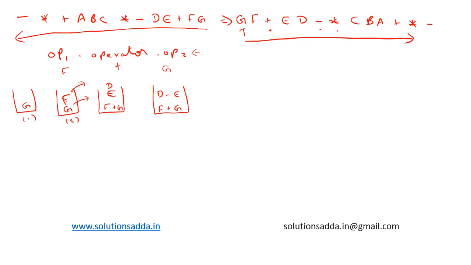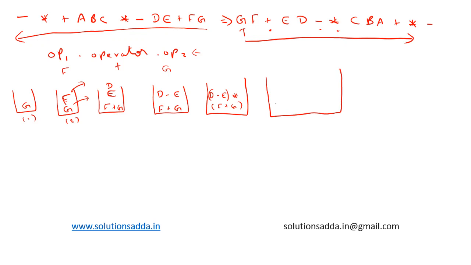Next operator is star. So we pop the top two operands, make a string in this format, and push it back to the stack. So that operation would be d minus e star f plus g. This is how it would look. Now we push the next operands when we see them.